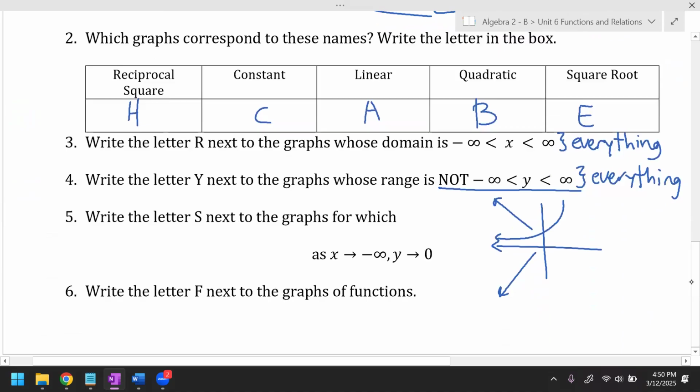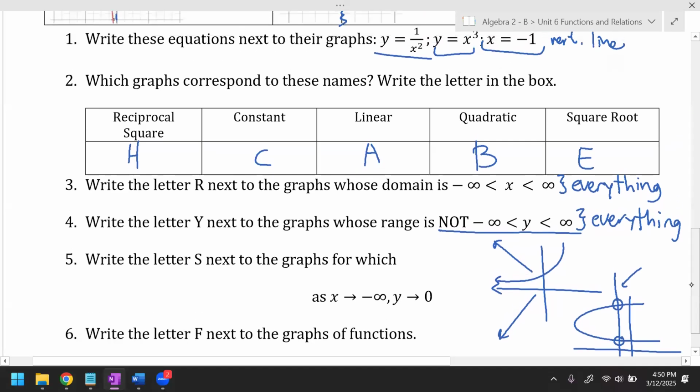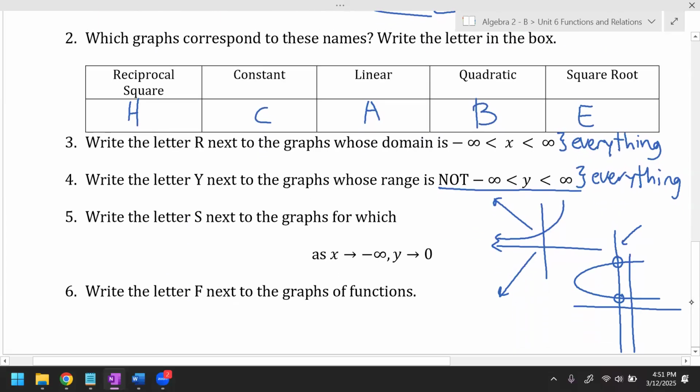Finally, let's write a letter F next to the graphs of functions. Remember that a relation is not a function, like for example, this one. This is not a function because there are some points that have multiple outputs for a single input. That is not what a function does. A function only ever has one output to one input. So if you can draw a straight vertical line and hit the graph twice or more, it's not a function. Okay, so we need to draw an F next to all of the ones that don't do this.